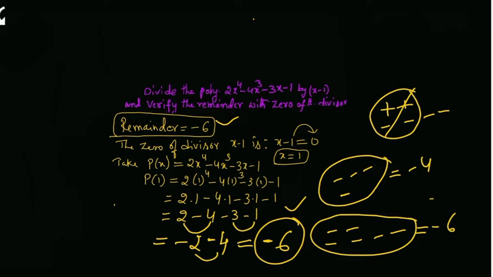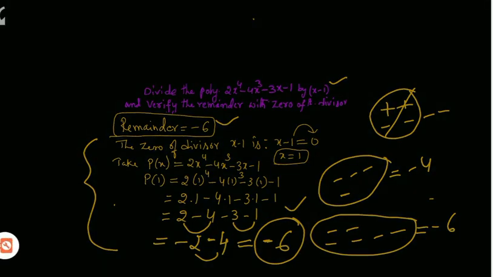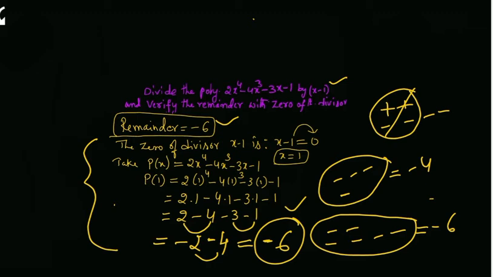So by doing this process we can simply find the remainder when a monomial divides the given polynomial. Okay, this gives the remainder theorem. So now we will discuss the remainder theorem statement.